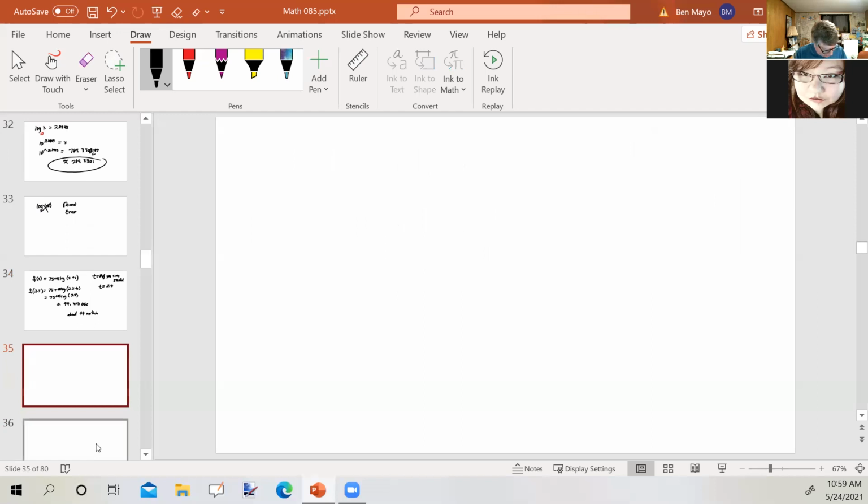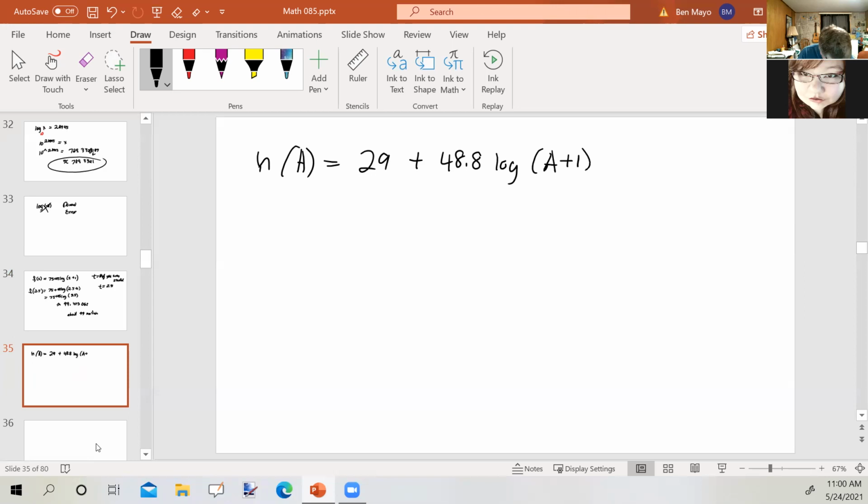Okay, let's take a look at another example. It says children's height. So how tall a kid is. The logarithmic function h of a equals 29 plus 48.8 log of the quantity a plus 1 gives the percent of the adult height a male child a years old has attained. If a boy is 9 years old, what percent of his adult height will he have reached?